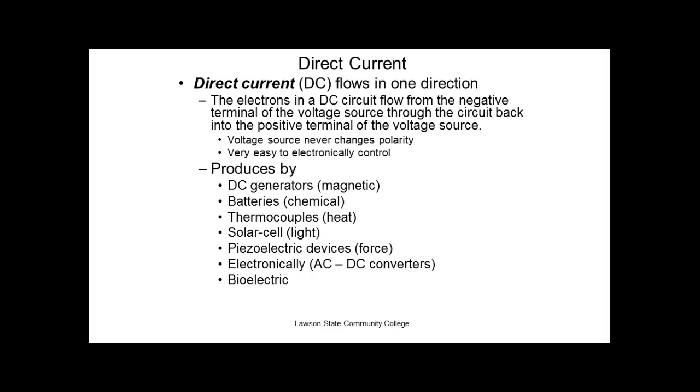So DC flows in one direction. The electrons in the DC circuit flow from the negative terminal of the voltage source through the circuit back to the positive terminal of the voltage source. The voltage source never changes polarity, and this is very easy to electronically control. So if you've got anything that's electronics, it runs off DC. Even if it plugs into the wall, it runs off DC, right?